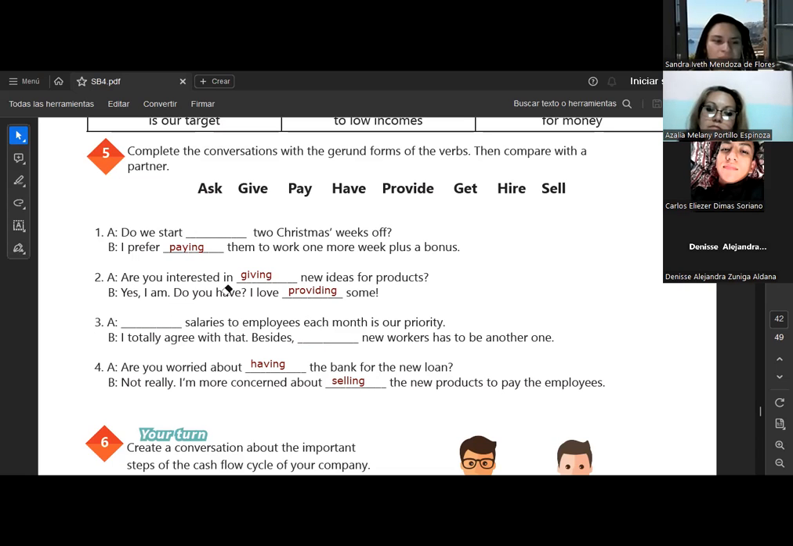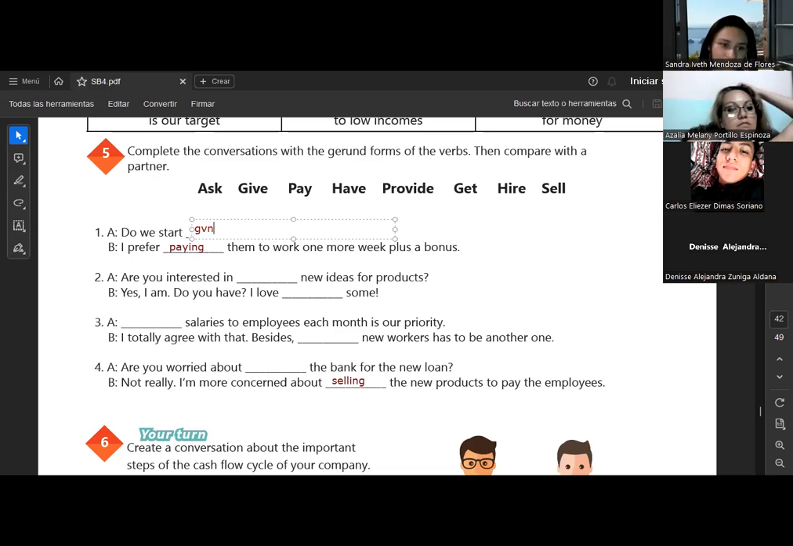All right. Okay, now, sorry, people. Are you worried about having the bank for the new loan? No. And only those two are correct. Okay, only those two. Let's go and check again. People, what is the answer here? Do we start hiring to Christmas waking up? Maybe having. No, it's giving. Giving. No, escribe la I, mire. Espérame. Ahí está. Escribe la I.